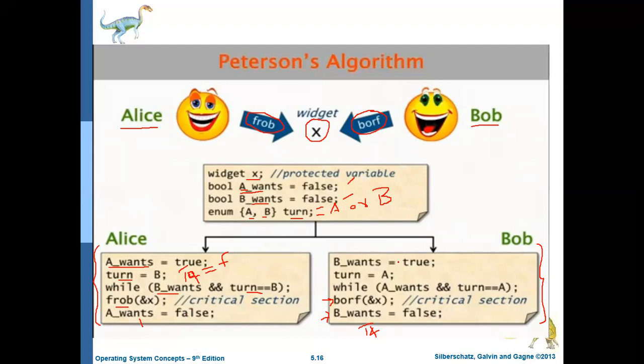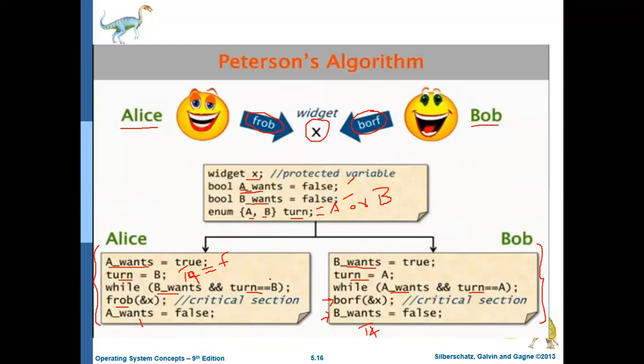The same thing goes for Bob also. If Bob wants to perform a critical section operation, then Bob sets B wants as true because B represents Bob. And at the same time, Bob is making turn equal to A. That is, if Alice also wants to access the critical section, let Alice access. That is why he is making turn equal to A. Then it checks while A wants and turn equal to A. Turn is A, that we know on Bob's side, but whether A wants is true or not, we don't know.